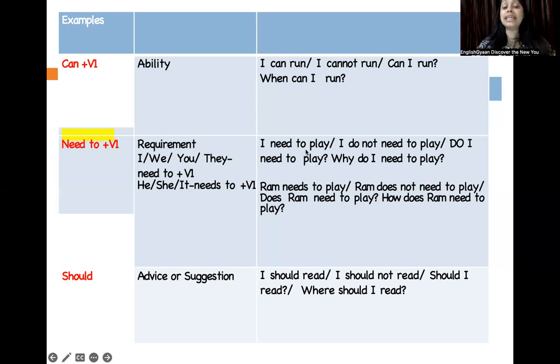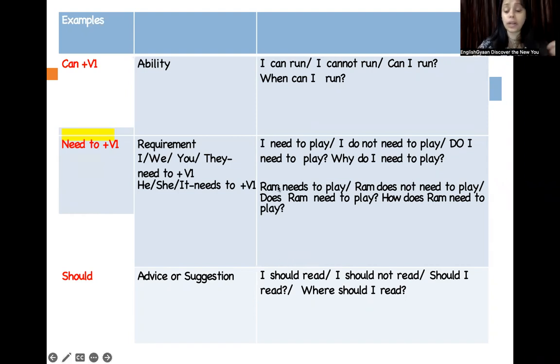If you want to make it negative, you can say I don't need to write an email, or I need not write an email. And if you want to make a question, do I need to write an email? And a WH question, why do I need to write an email? How do I need to write an email? So this is nothing but need to.